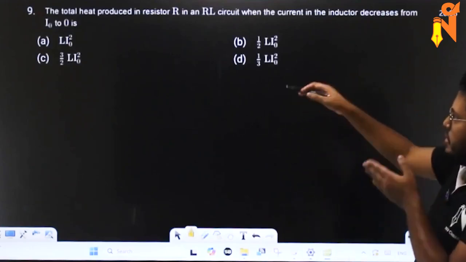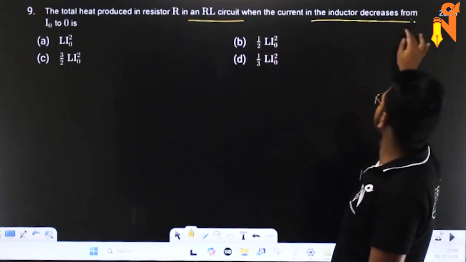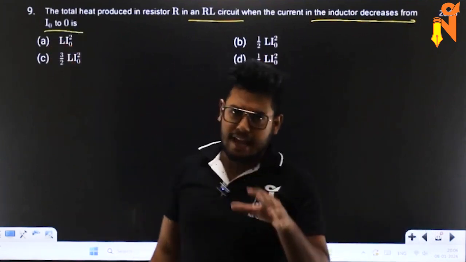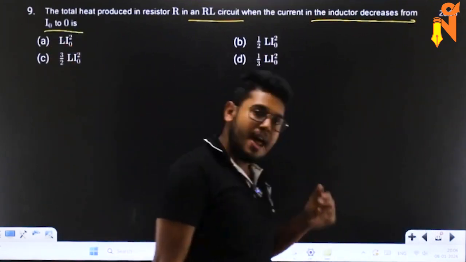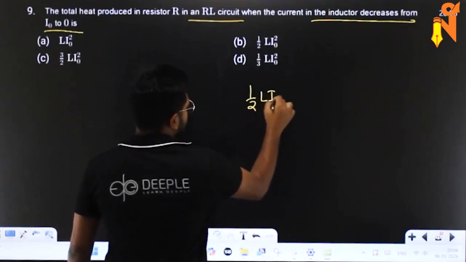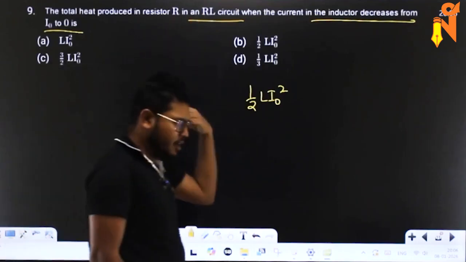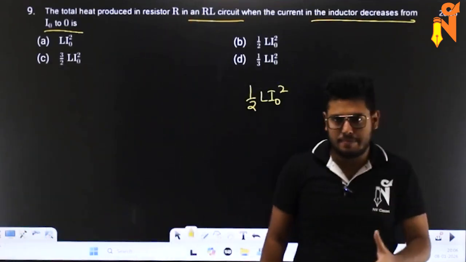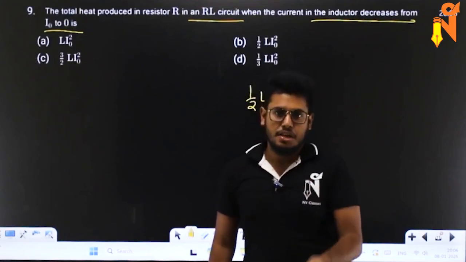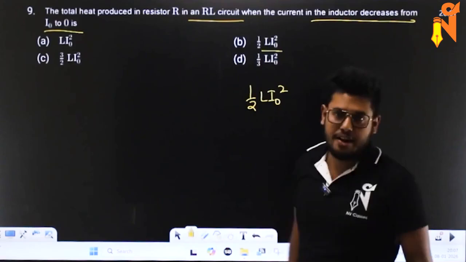The total heat produced in resistance R in an RL circuit when the current in the inductor decreases from I0 to 0 is? So when the current is I0 in the circuit, the inductor has got some energy, half L I0 square. When this current now discharges through the resistance, the only way this energy can dissipate is through the resistance, because you all know that an inductor does not waste any energy. So simply I can say the energy will be half L I0 square.